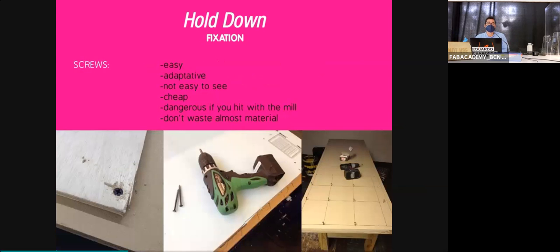We have screws. Good in general, you just screw the material to your bed. They have a bad point. You need to be really careful where you put your screws, so you don't go with the end mill on the screws. So it's important to know exactly where you have the screws on your bed. It's easy, it's cheap, and it is really forgiving.